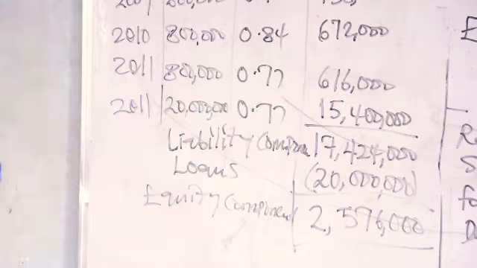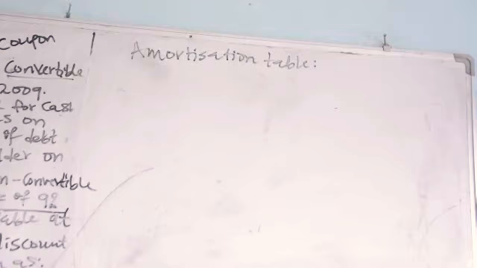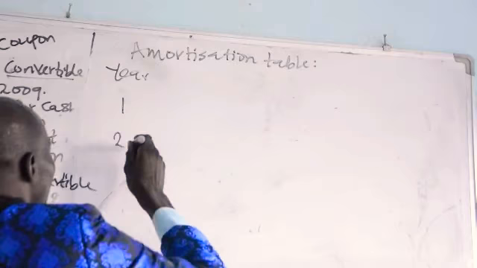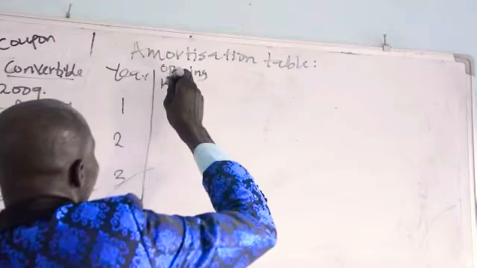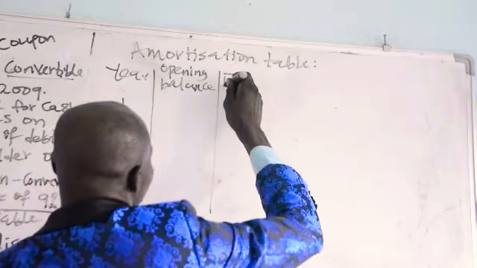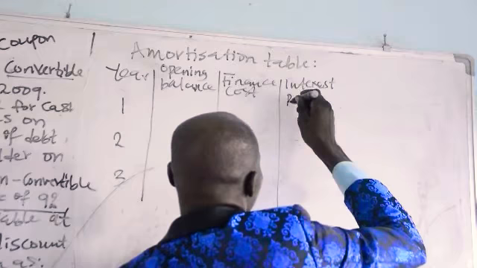Then for the liability component, you now apply the amortization table. So to apply the amortization table, you have year one, year two, year three, that's 2009, 2010, 2011. You have the opening balance. Since it is a liability, you have finance cost, then interest paid, then closing balance.